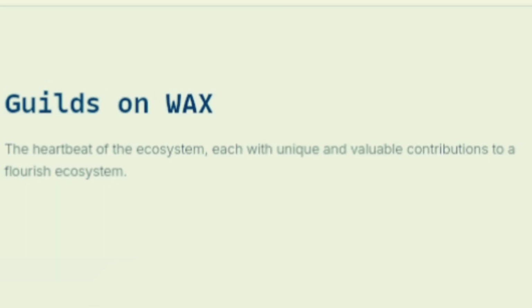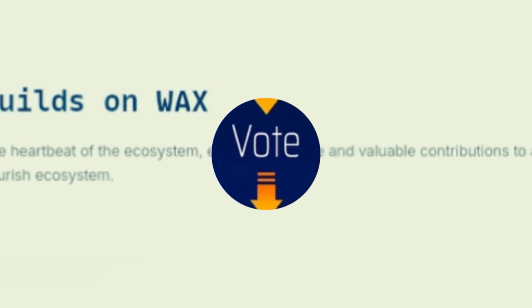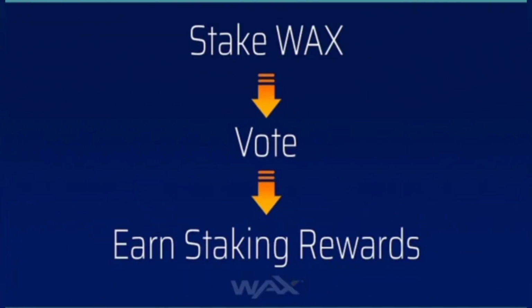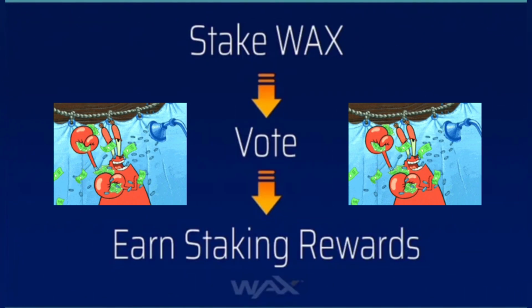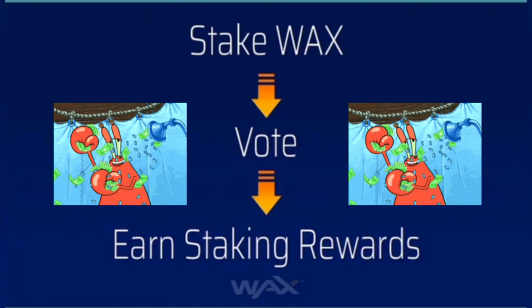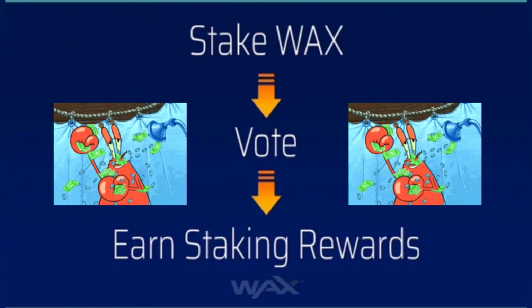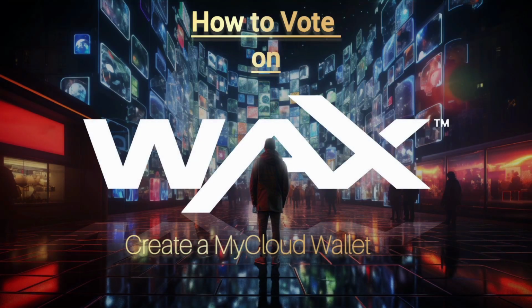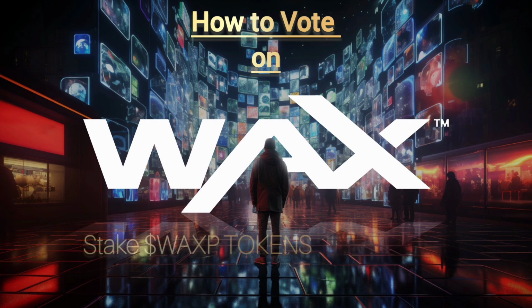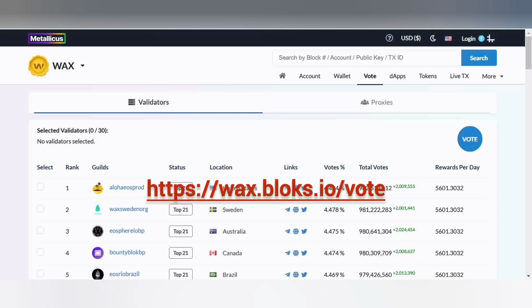So you can actually vote and decide who becomes a guild, and it's very fascinating because you can earn from this entire process. You can earn rewards for voting for guilds. But first and foremost, you have to have a cloud wallet. You have to stake your WAXP, and then you just have to go to wax.bloks.io/vote. That's if you want to vote directly for your candidate.